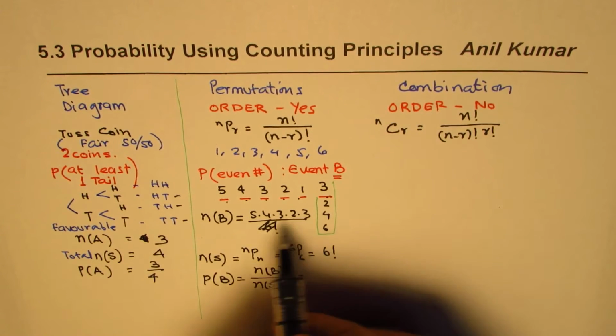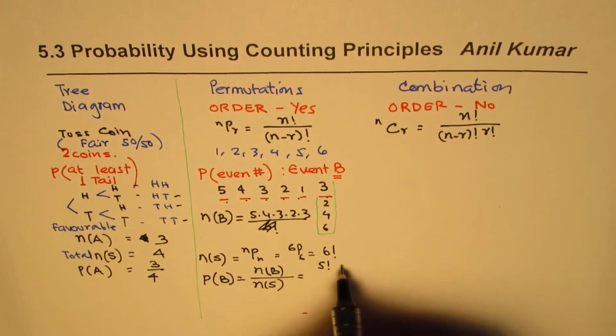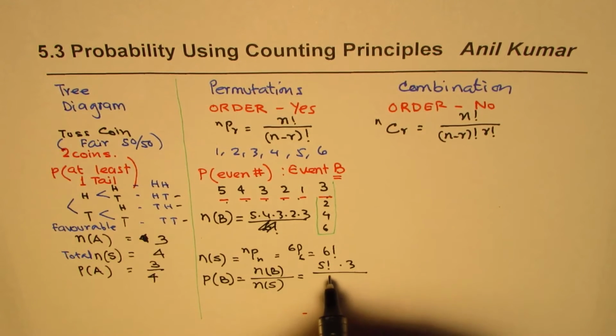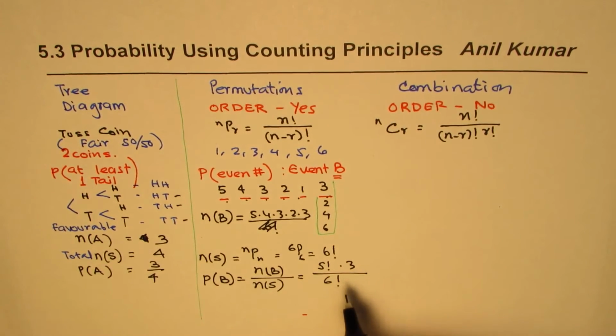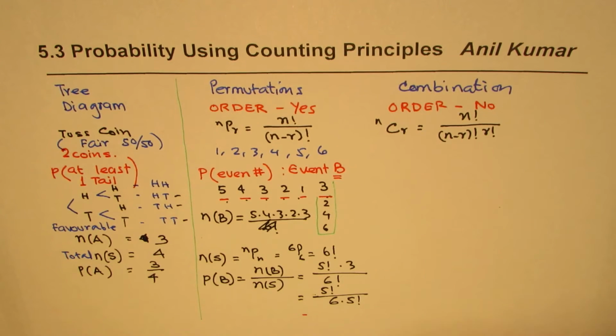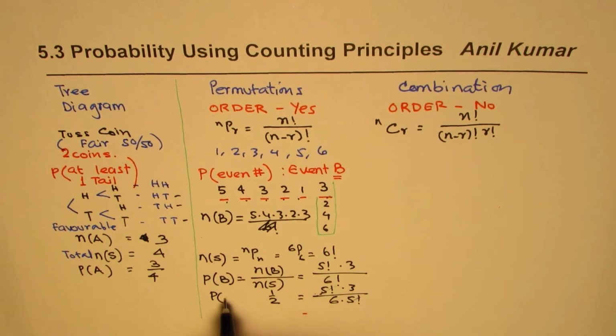So the favorable outcomes are 5 times 4 times 3 times 2, and we can say this is 5 factorial times 3. The total number of options in our sample space is 6 factorial. 6 factorial could be written as 6 times 5 factorial, and the 5 factorials cancel out, and we are left with 3 here. So that gives us 3 divided by 6, which is half. So the probability for this event is half.